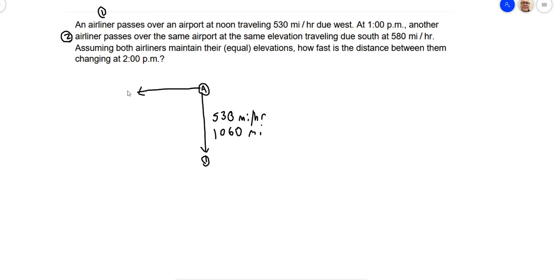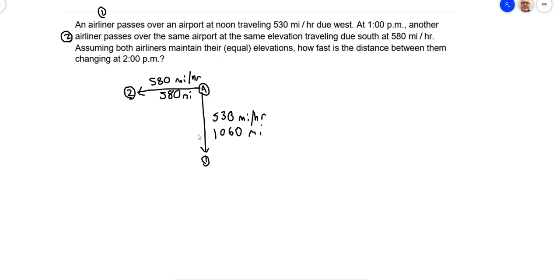Now the other plane, plane 2, so this is plane 1 here, plane 2 passed over at 1 o'clock, passed over the airport heading due west at 580 miles per hour, so that's the speed there, 580 miles per hour. And this has only been going that way since 1 o'clock, because it passed over at 1 o'clock, so it's only been going for an hour, so that's going to be 580 miles that it's gone.